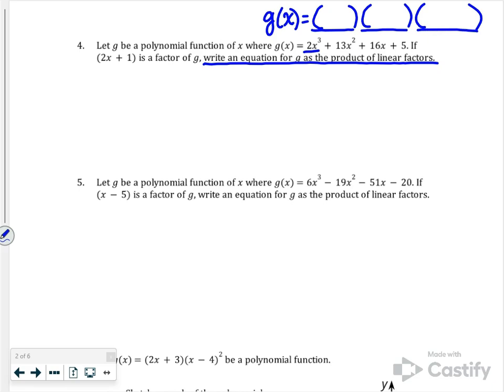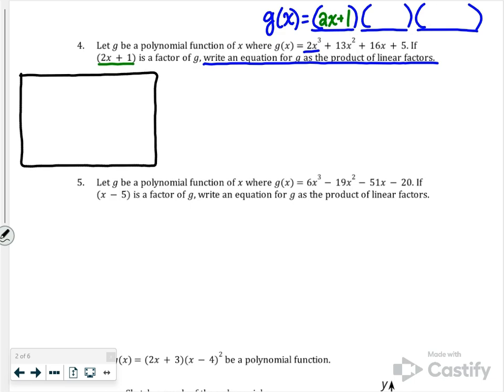So we already know one of these factors. They've told us that 2x plus 1 is one of them. So if I use 2x plus 1 as one of the factors, I can start breaking this down by making a division box. So we make our division box. We're going to make 4 columns. And then we're going to make 3 rows.